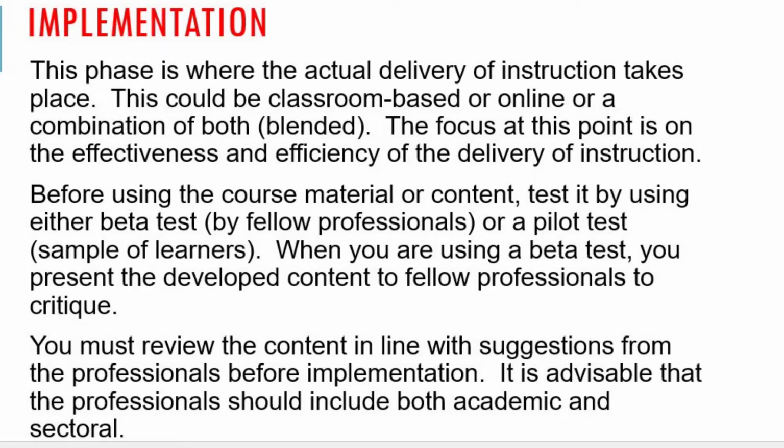Before using the course material or content, test it by using either the beta test by fellow professionals or the pilot test by a sample of learners. When you are using the beta test, you present the developed content to your professional colleagues to critique. But when you are using the pilot test, you present the content to a sample of the learners that fit the criteria in the analysis phase to determine if the difficulty level is not too high or too low, to determine if the materials interest them or meet their needs. The content must be reviewed in line with the suggestions offered at the testing phase.